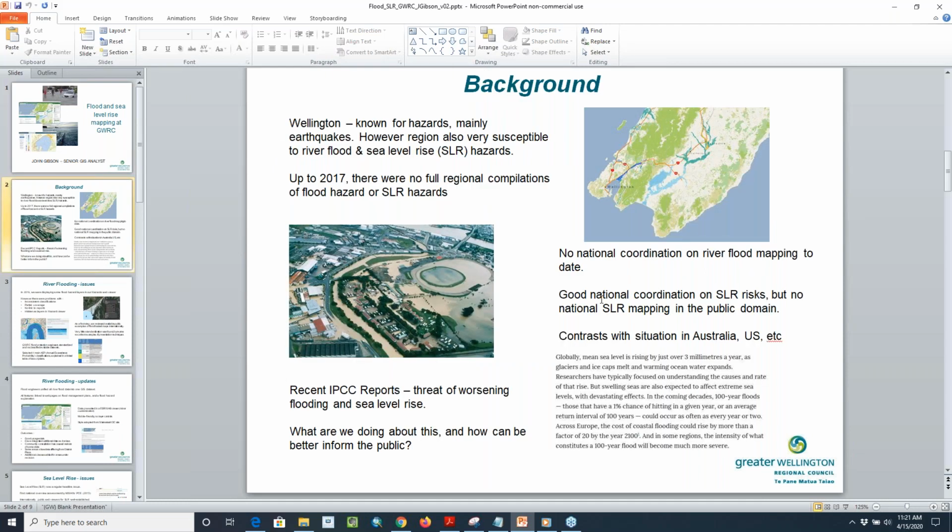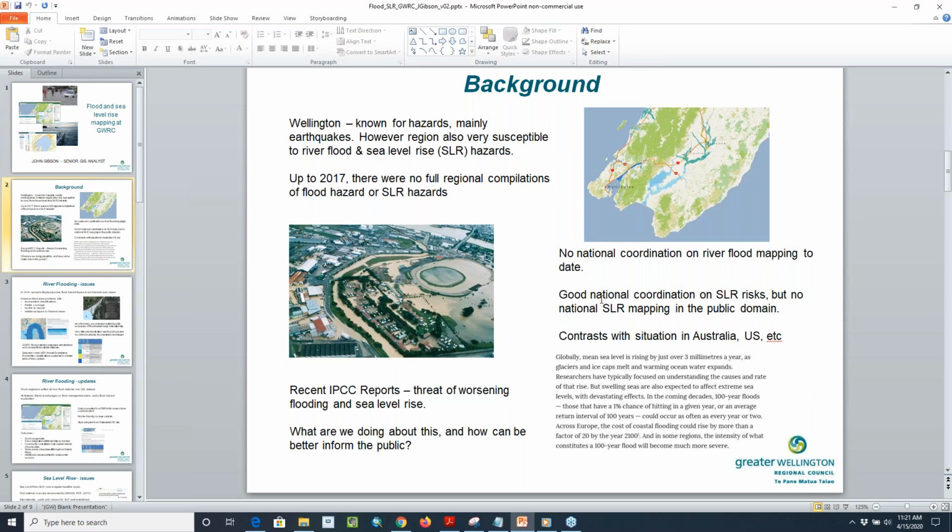As background, the Wellington region is the area shown in the top right of the slide here. Basically, it's the area south of Otaki on State Highway 1 and south of Mount Bruce on State Highway 2. The region has about 8,000 square kilometers and a population of about 500,000. Wellington is well known for its windiness and its susceptibility to earthquake hazards. However, the region is also very susceptible to river flood risks and also to sea level rise risks.